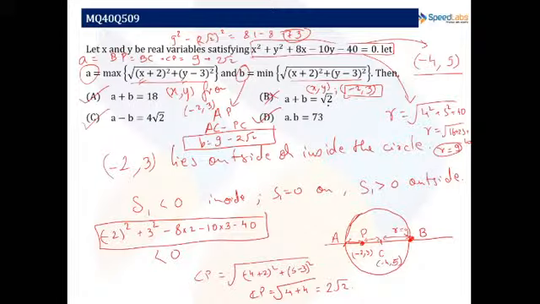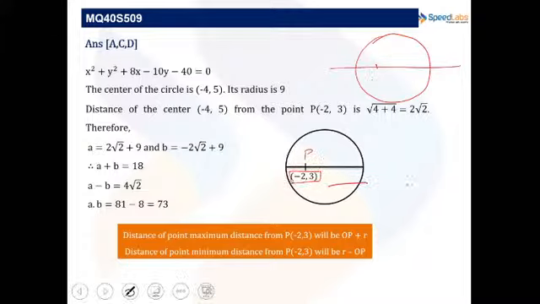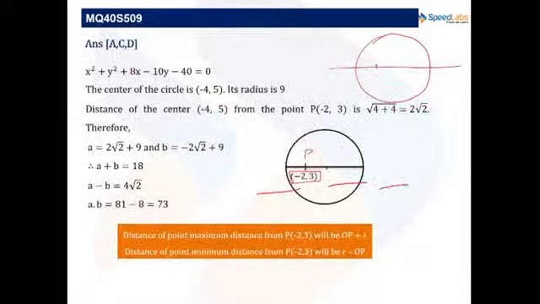Now what we are having here is, this value came out to be negative, so this point lies inside the circle. Now if we are having some point lying inside the circle, let's say we are having this point P (-2, 3) lying here. Okay, so this is the center.